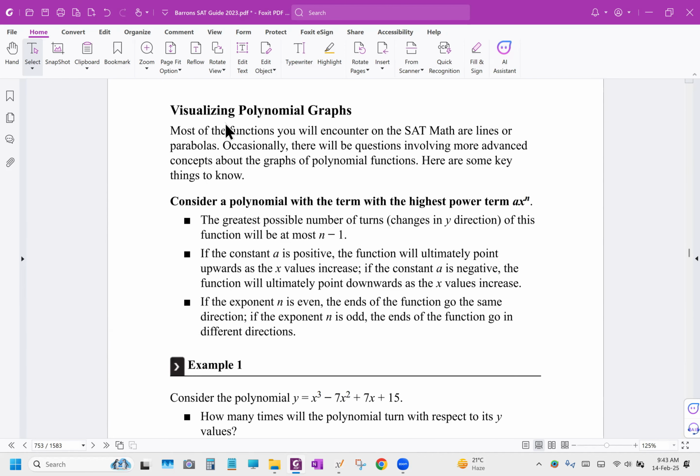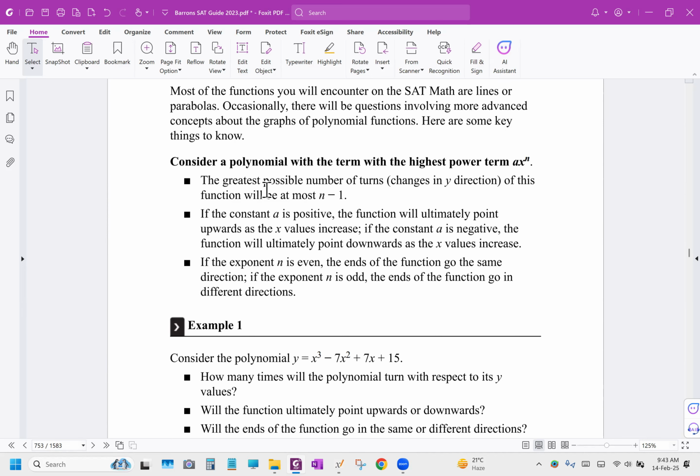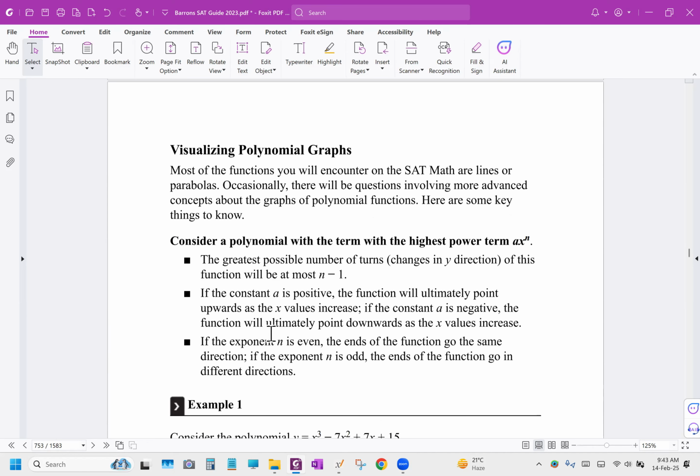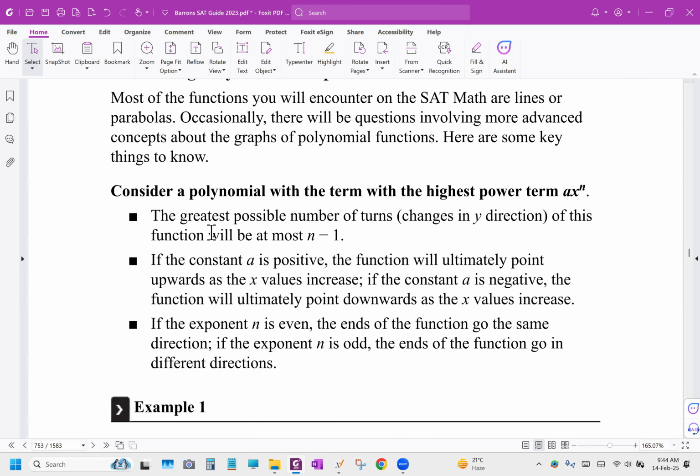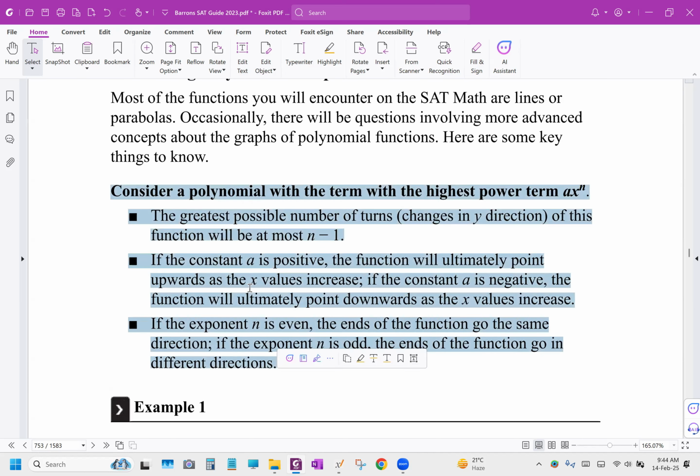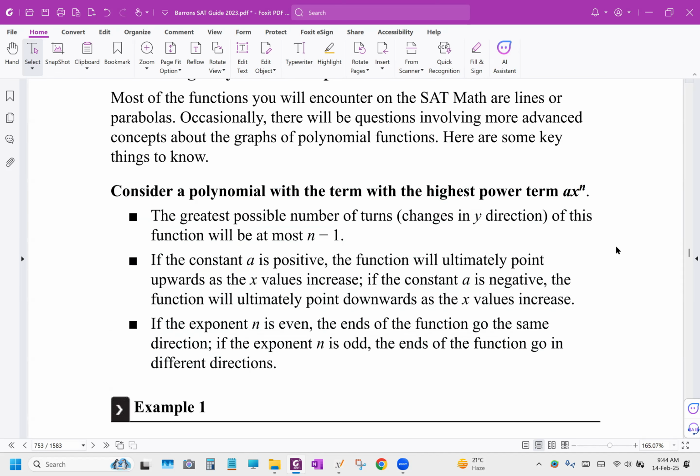So, visualizing polynomial graphs. I'm suggesting you go through this point because it can really help you to know what thing will cause what, just like in our previous mathematical problems that we discussed a minute ago. These are some basic rules about a polynomial, to predict or to know some basic parameters.